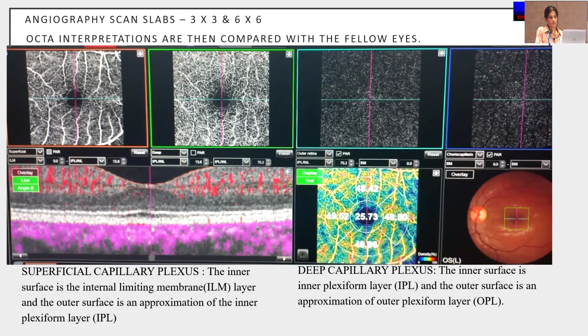So we did angiography scan slabs for 3 by 3 and 6 by 6 mm, and the interpretations were compared with fellow eyes. We studied superficial capillary plexus density as well as deep capillary plexus density using MATLAB software, and we divided the areas into fovea and parafoveal region, and parafoveal was again divided into superior, inferior, nasal and temporal quadrants.